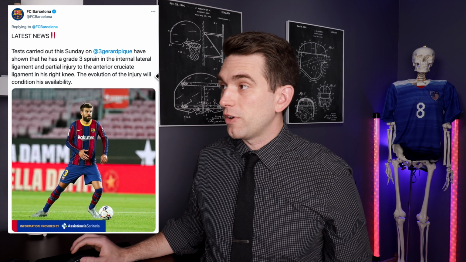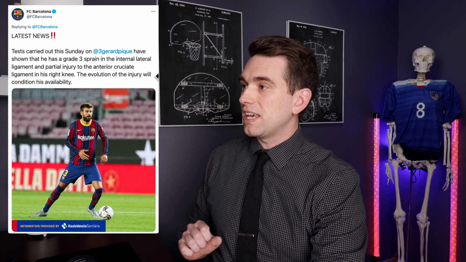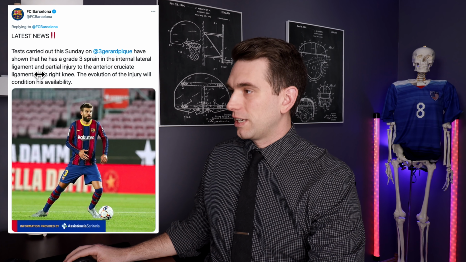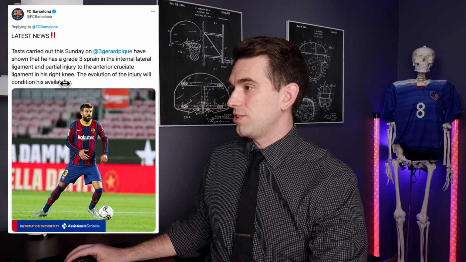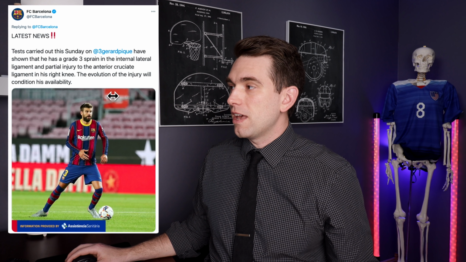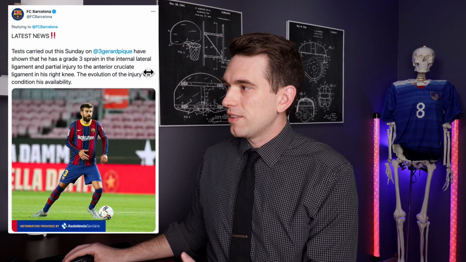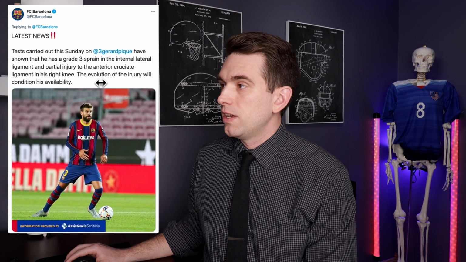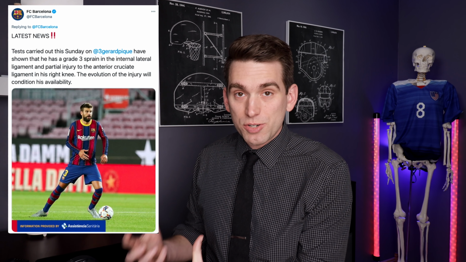Now, the official report from FC Barcelona is that Pique has a grade 3 sprain in the internal lateral ligament and a partial injury to the anterior cruciate ligament in his right knee. Evolution of the injury will condition his availability. What they're describing here, this internal lateral ligament, that's the MCL. And then of course the anterior cruciate ligament, that's the ACL. So this report is telling us that he has a complete or grade 3 tear of the MCL and a partial sprain or a partial injury to his ACL.